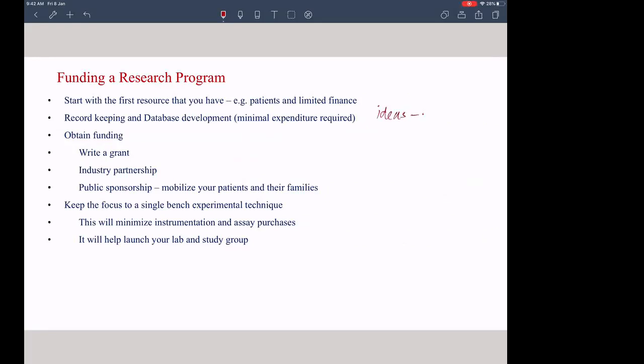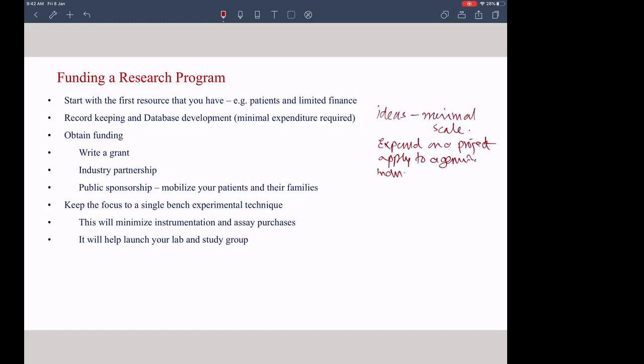Next would be to obtain the funding to expand on the project, and that is done by writing a grant. You could apply to various agencies which fund grants. Most of them are governments, world governments or regional governments, and that can fund your program. Second is industry partnership. But third is really very interesting.